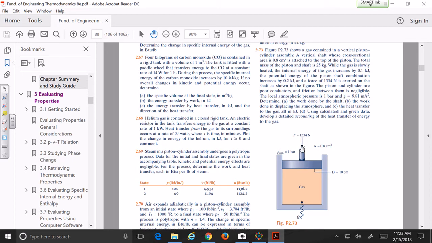Actually, like answer A, you have to find the work done by the shaft, right? So how can I find the mass of the shaft itself, not piston plus shaft? Is 25. So the piston and cylinder are poor conductor and friction between them is negligible. Okay, the local atmospheric pressure is 1. Determine the work done by the shaft.